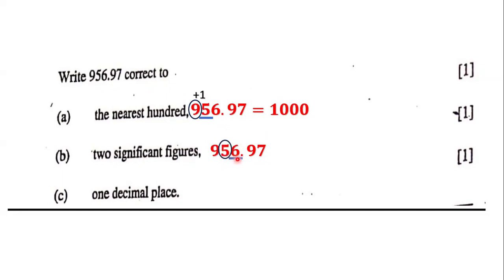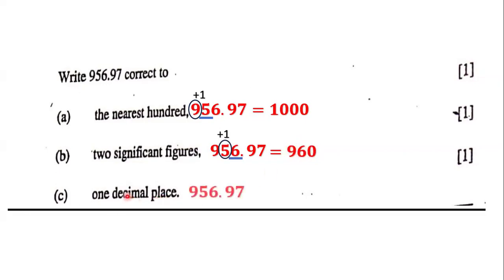We underline 6. Now, once it's 5 or greater, we can round up. So we add 1 to 5, so it's going to be 5 plus 1, and 5 plus 1 is definitely 6. And so this is 9, 6, and this 6 turns into a 0. So this is going to be 960. All right, and so this is our answer here.